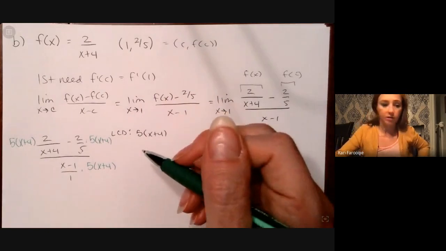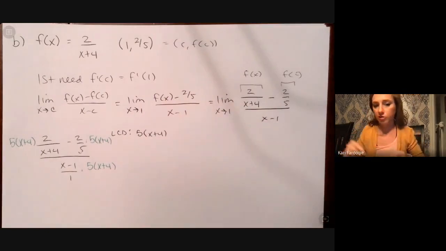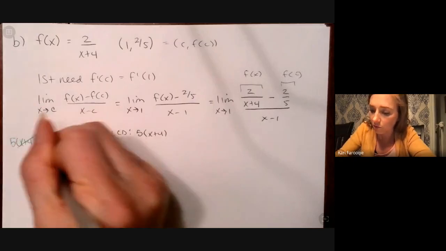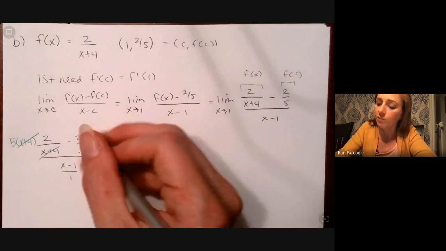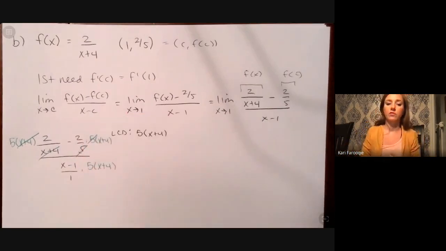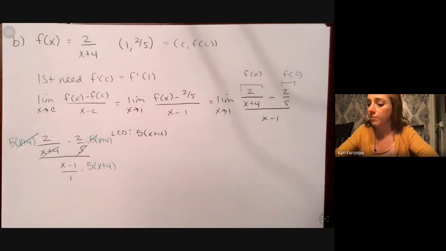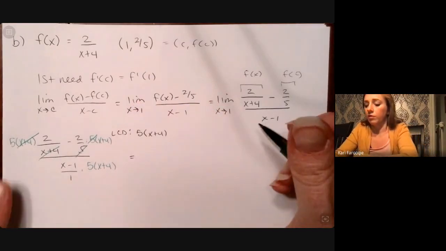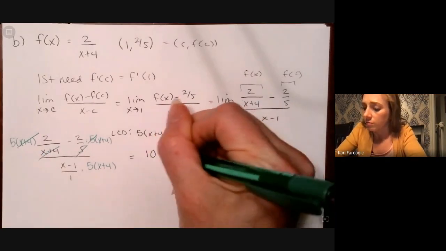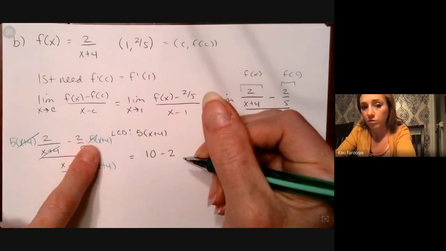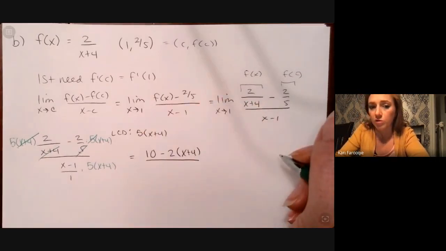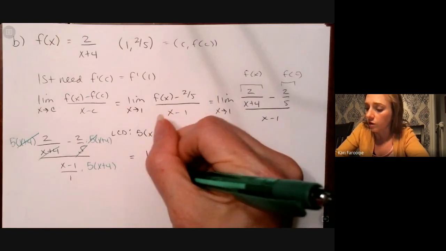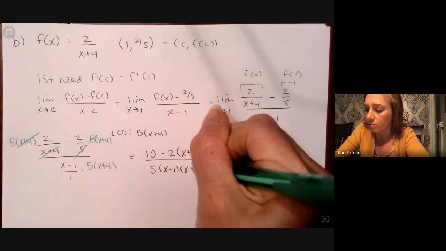Now, if you've done this correctly, you'll get your denominators to cancel out so that you no longer have a complex fraction. So in this first term in the numerator, the x plus 4s will cancel. In the second term in the numerator, the 5s will cancel. In the denominator, we don't have anything canceling at this point. So 5 times 2 gives us 10, minus, we still have a 2 times x plus 4, quantity, x plus 4. Don't forget your parentheses. And in the denominator, we have 5 times x minus 1 times x plus 4.